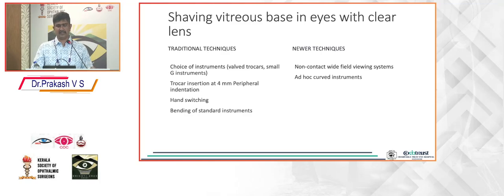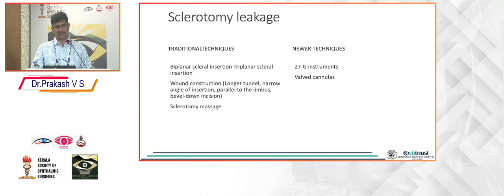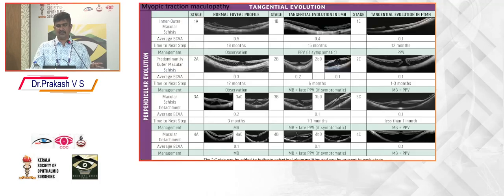So whenever there is a little cataract, it's better to tackle the lens along with it. Sclerotomy leakage: we now have 27 gauge instruments, which are very small gauge, as well as valved cannulas, which is again very useful in this case.